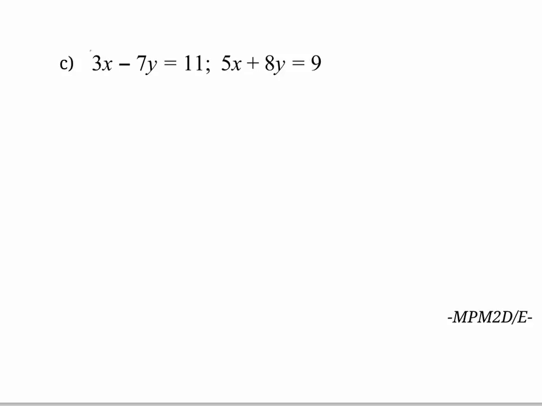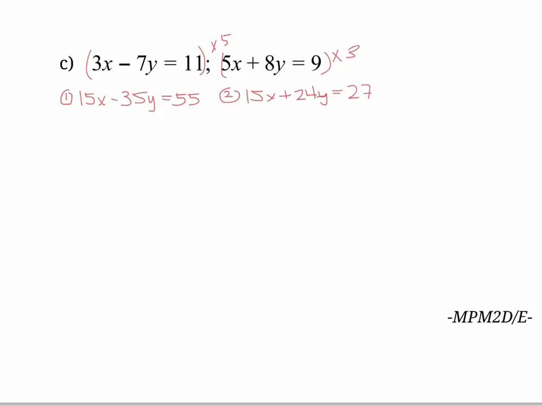So I'm going to multiply this equation by 5. I'm going to multiply this equation by 3. So we have two new equations. So my new equation 1 would be 15x minus 35y is equal to 11 times 5, which is 55. And then my second equation would be 5x times 3, everything times 3. So 15x plus 24y is equal to 27.